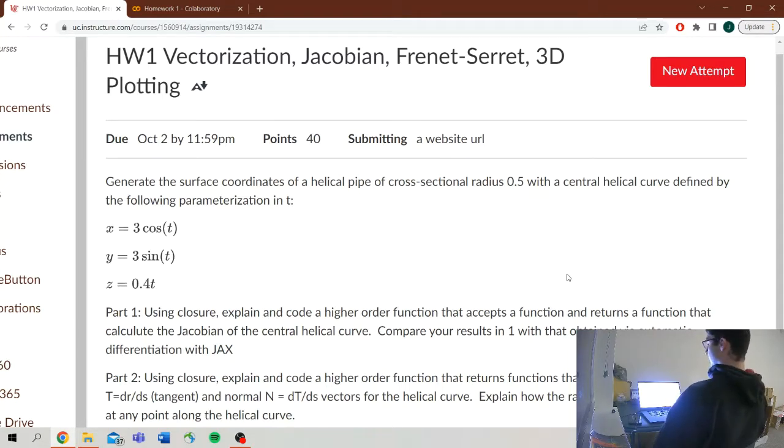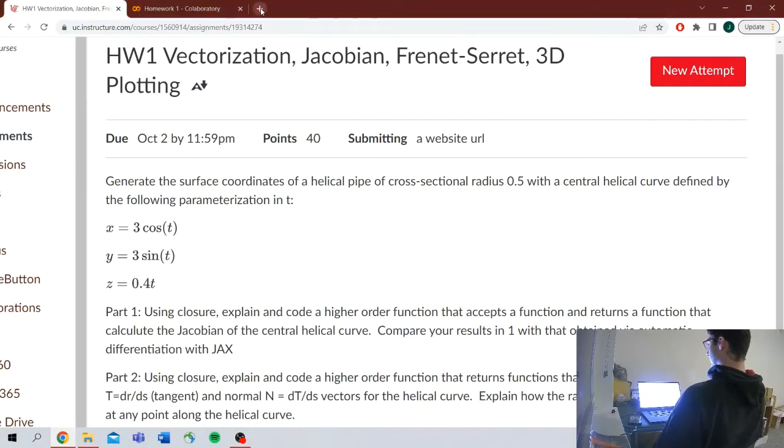So in part 1 we created a function that could calculate the Jacobian of a curve that is defined by these following parameters in x, y, and z directions here. So we used that and we compared it to the automatic Jacobian differentiation through JAX and found that they were the same. So in part 2, we're going to calculate the Frenet-Serret tangent and normal vectors for this curve, and then also talk about how you can find the radius of curvature based on these equations.